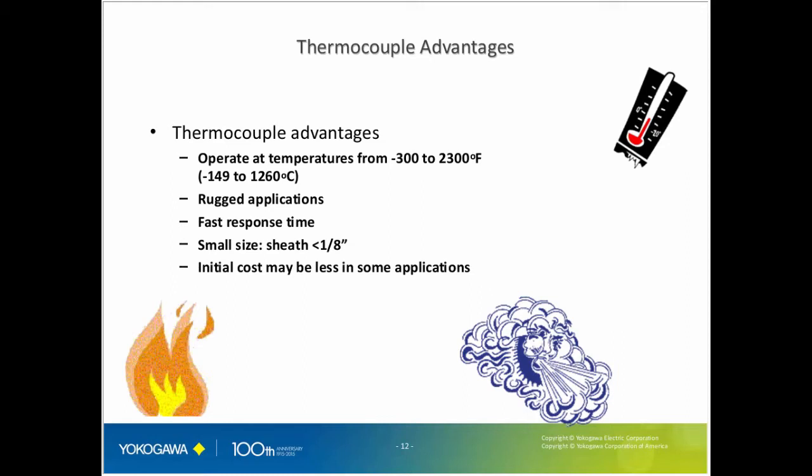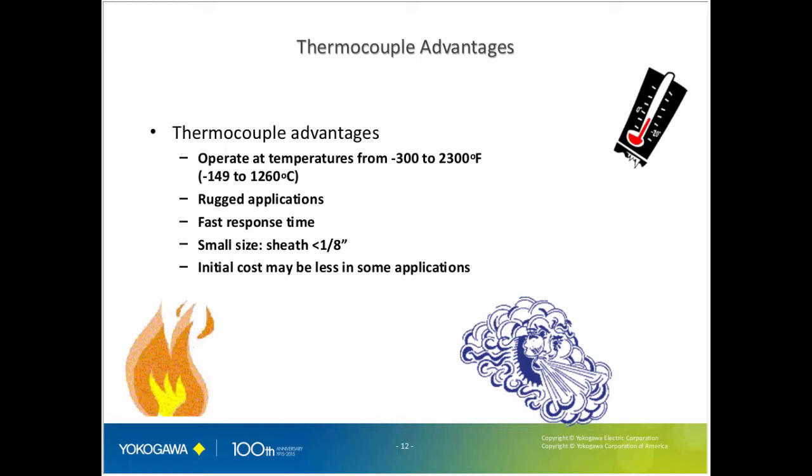So thermocouple advantages, they operate at temperatures from -300 to 2300, so a little bit bigger range with thermocouples. They're good for rugged applications, so if there's significant shock or vibration, you have a line that vibrates a lot or just something happening where you can experience a lot of shock, it's good for a thermocouple. They have faster response times than RTDs, so if you have a critical safety application, you might want to go with a thermocouple that has a fast response time.